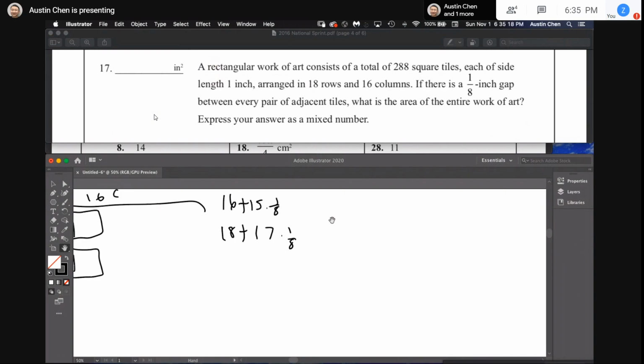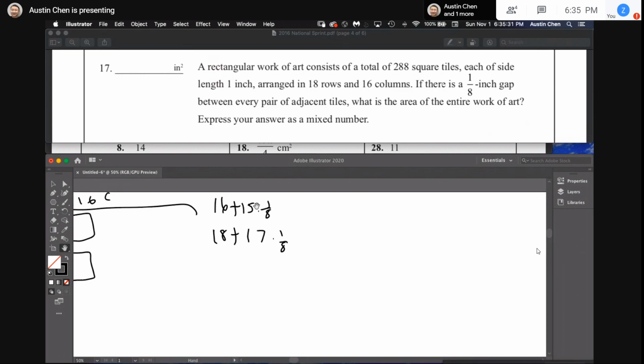And then how do you do that? Well, you can do it in multiple ways. Maybe we should just keep it as a mixed number kind of thing. So 15 times 1/8 is 15/8. So that's going to be 17 plus 7/8. And then this is just going to be 20 plus 1/8. So then we can just multiply that together like FOIL basically.